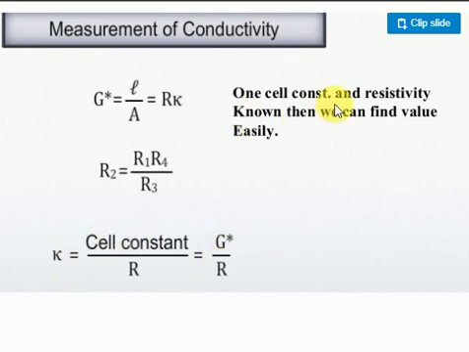If one cell constant and one resistivity are known, then you can find the value easily. So based on this, the application is very, very important. Write down the formulas in your notes to use for solving the next problems.